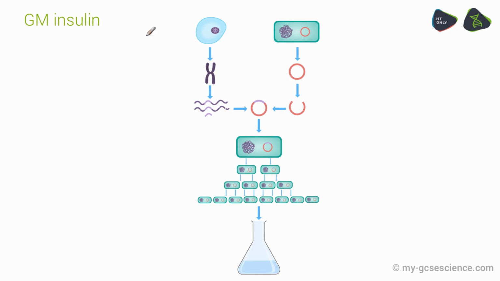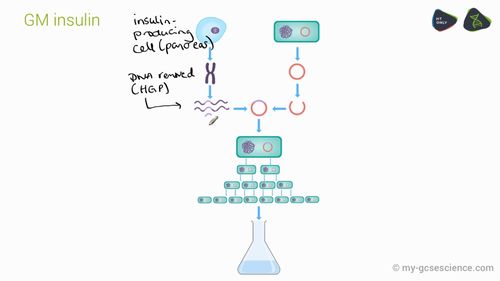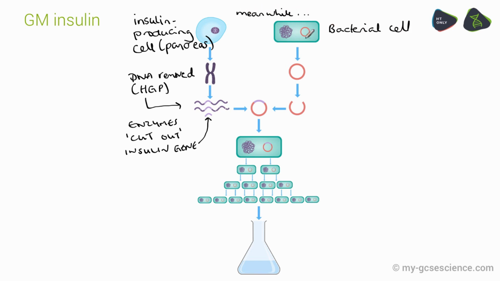Here I will use the example of producing GM insulin. Here, an insulin-producing cell from a human pancreas is isolated. Thanks to the Human Genome Project, the chromosome required is easily identified and removed. Enzymes then specifically cut out the insulin gene from this chromosome. Meanwhile, a bacterial cell contains a plasmid, which is a small loop of additional genes that can easily be taken up by another bacterial cell.